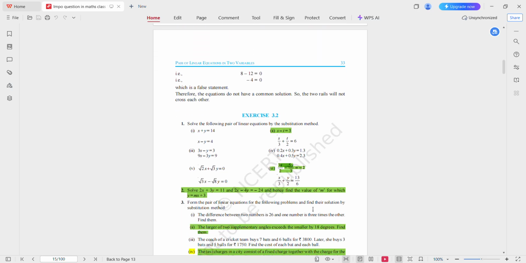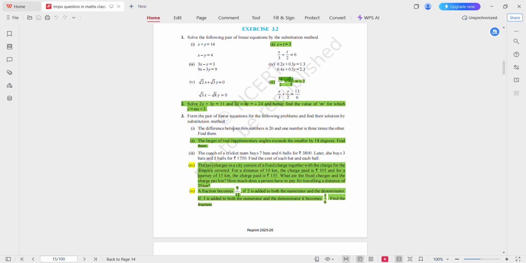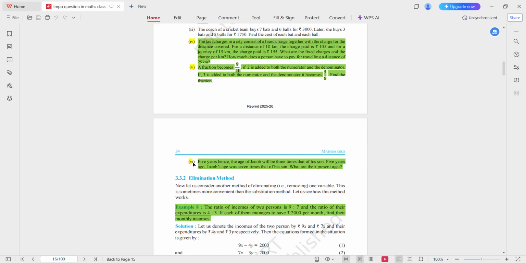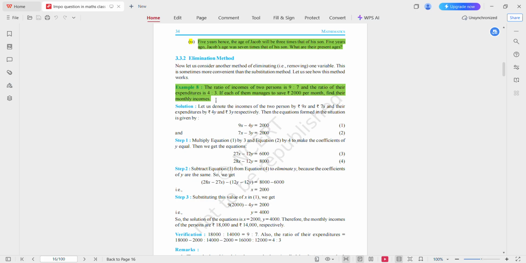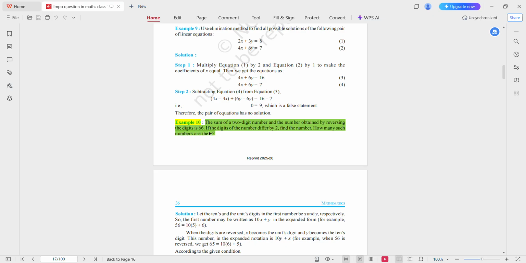And in exercise 3.2, in the first question, the second subdivision is important and the sixth subdivision is important. The second question is important. In the third question, almost all questions are important, but more importance should be given to the fourth and fifth, and then the second question, second subdivision. The sixth subdivision is also very important, and the eighth example is important. The 10th example is very much important. High preference should be given to questions marked in yellow.